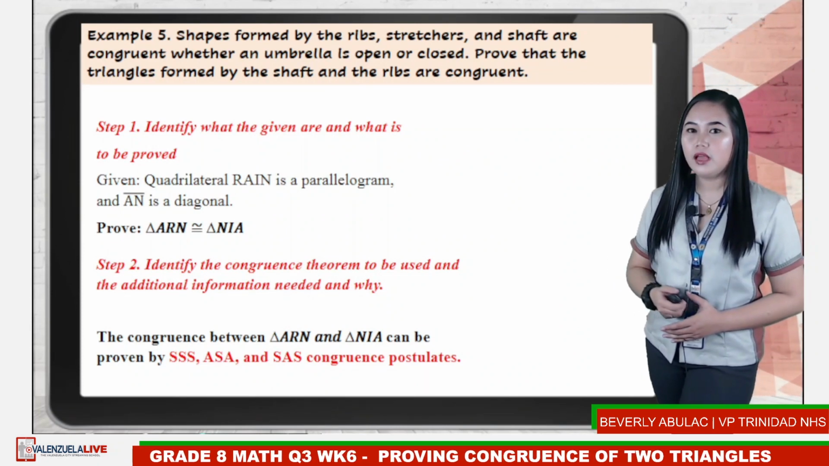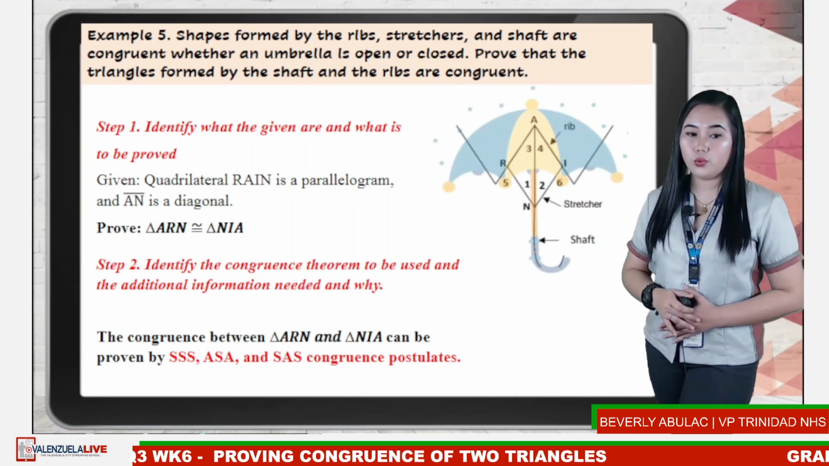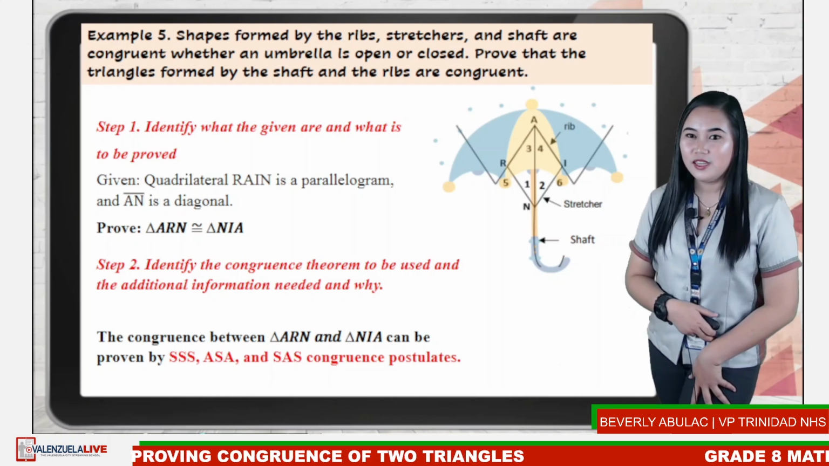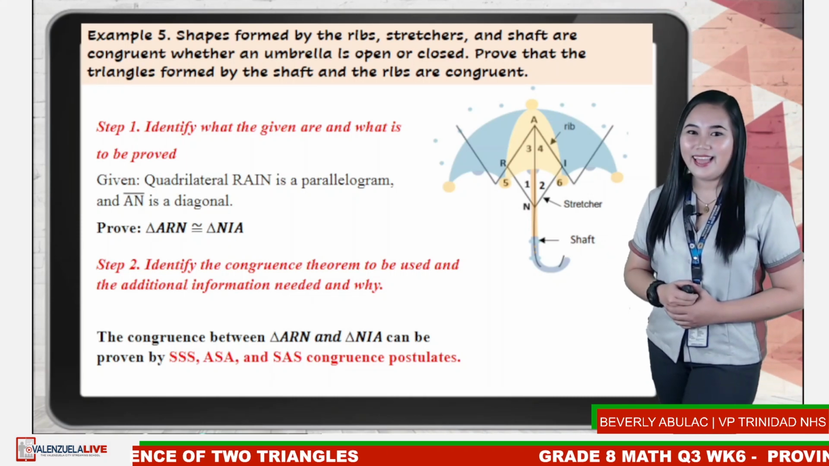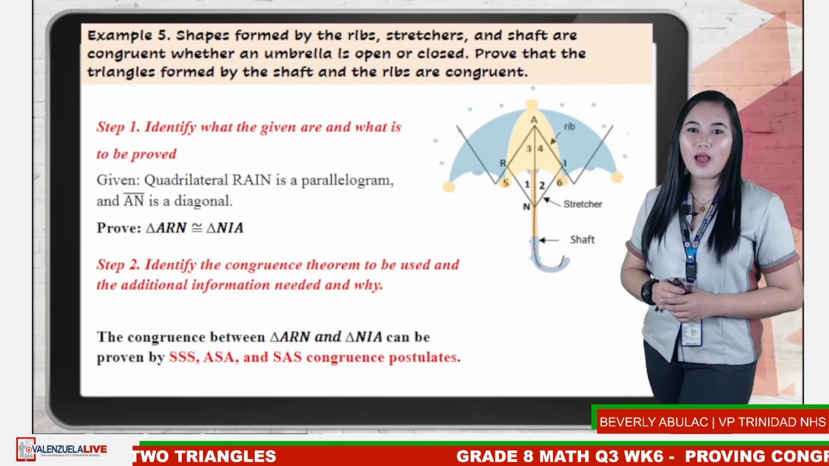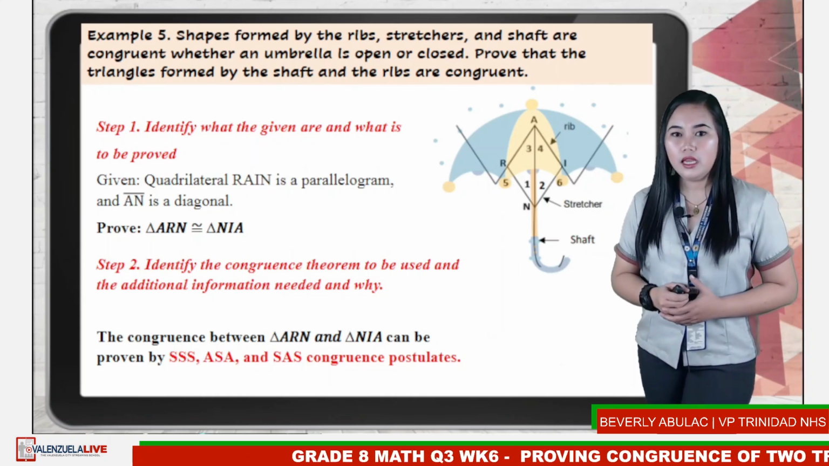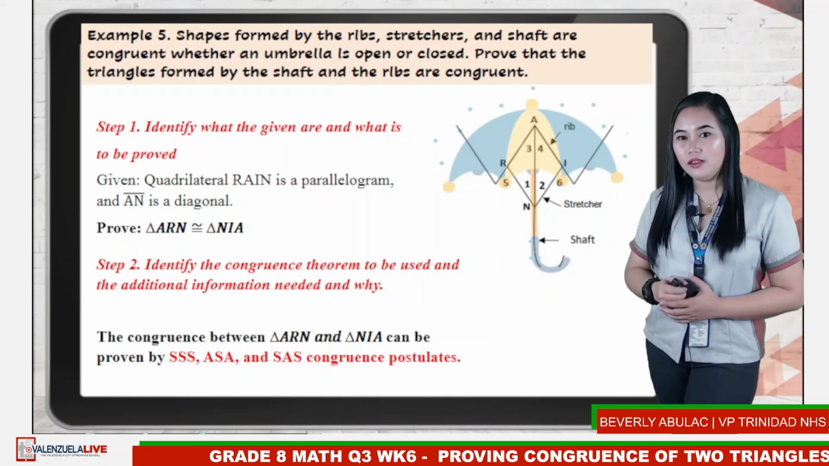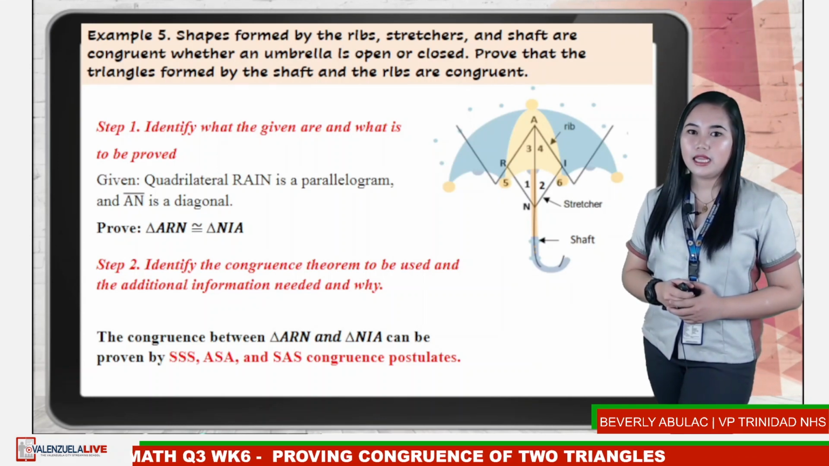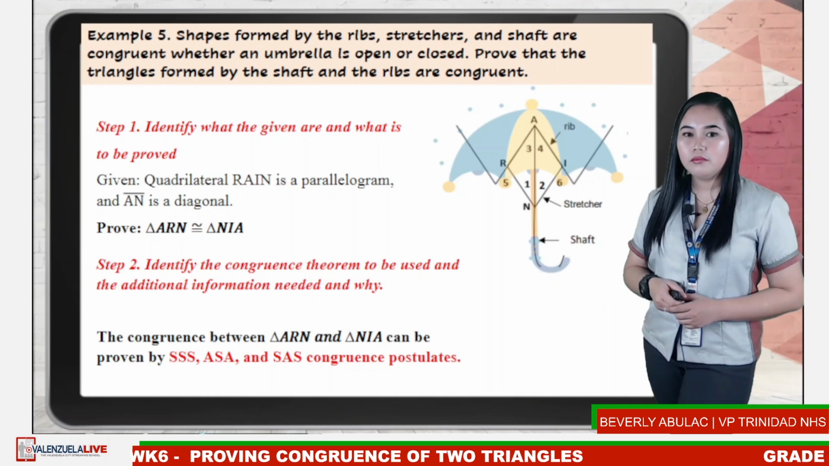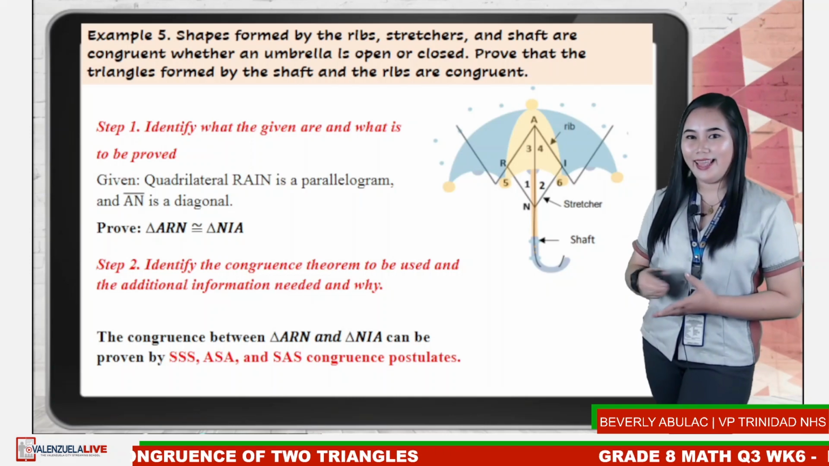Example number 5. Shapes formed by the ribs, stretchers, and shaft are congruent whether an umbrella is open or closed. So prove that the triangles formed by the shaft and the ribs are congruent. Again, for step 1, we have to identify what the given are and what is to be proved. As you can see on the figure, the given: the quadrilateral RAIN is a parallelogram, and the segment AN is a diagonal. Prove that triangle ARN is congruent to triangle NIA.